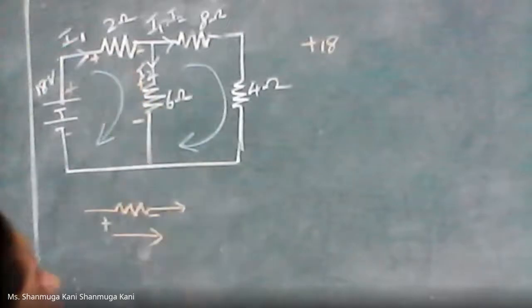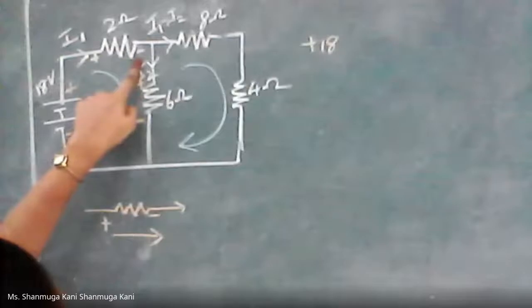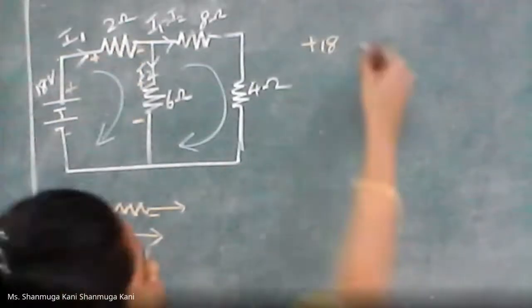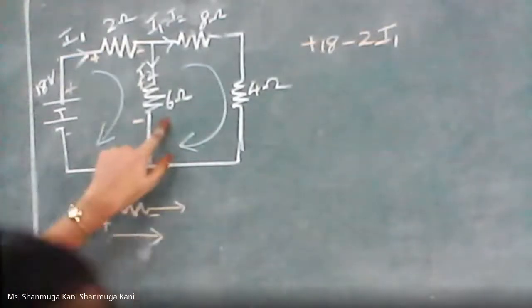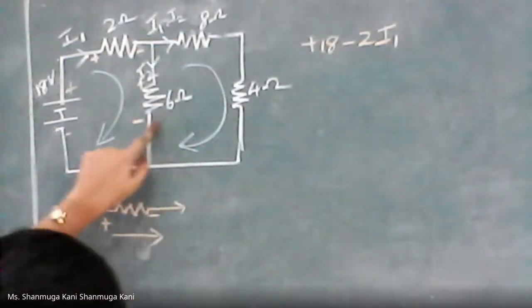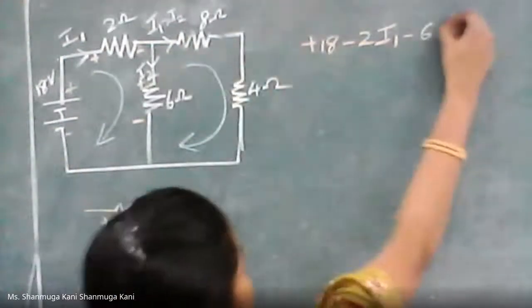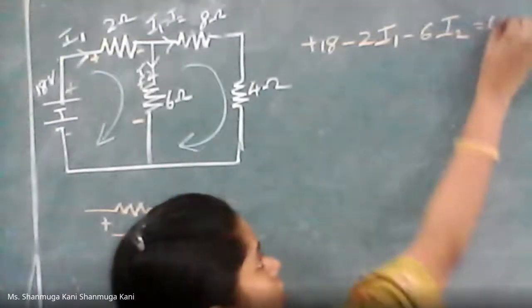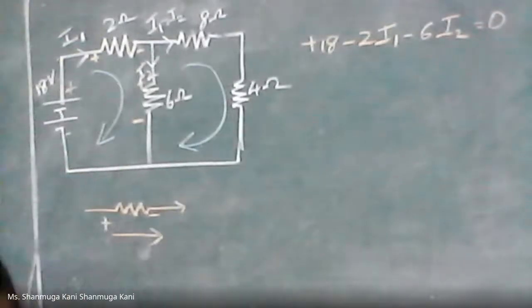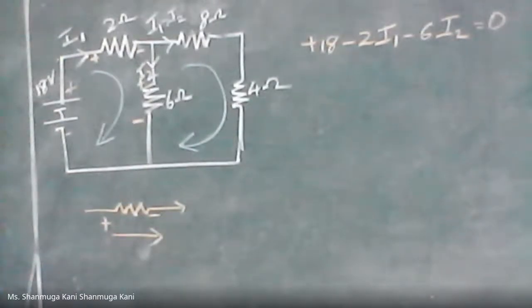And then for the resistor, what is the value? Resistor, leaving sign and negative, minus 2 into I1. And then for this 6 ohm resistor, your sign is minus 6 into I2, right, equal to 0. Correct? Like this, we have written our equation for the first loop. For the second loop, how do you write the equation?